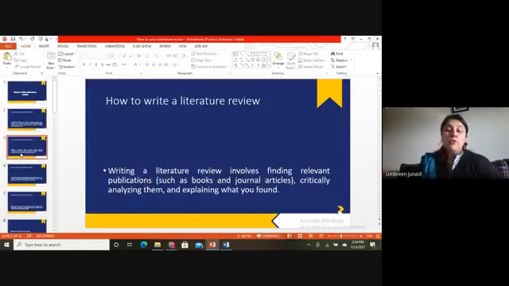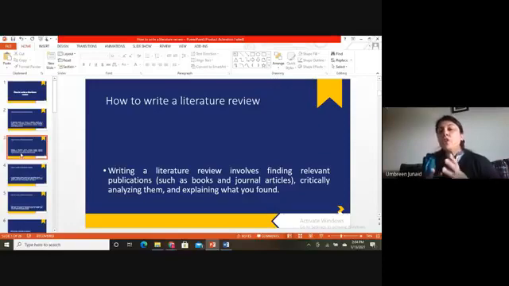Writing a literature review involves finding relevant publications, such as books and journal articles, critically analyzing them, and explaining what you found. So basically, what is literature review? What you do is, first, at the first step, you find your relevant sources. मतलब आपका अब वो किस तरह करना है वो आगे आपको मैं साथ साथ एक्सप्लेन करती जाऊंगी. But for example, your topic of research is that you are exploring historical architecture. Now, you will be exploring what is historical architecture, what is the importance of historical architecture.